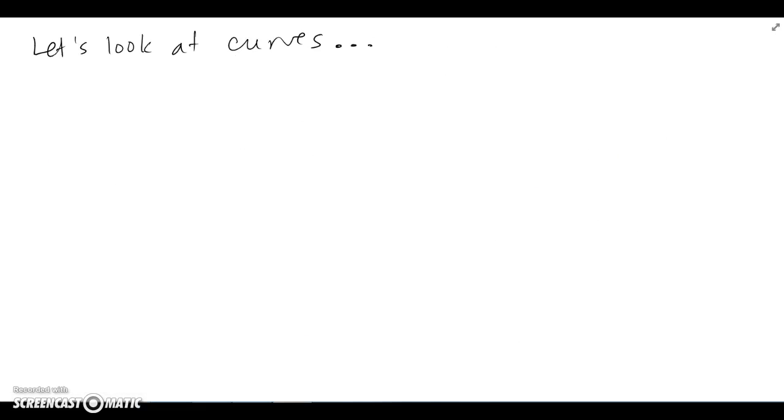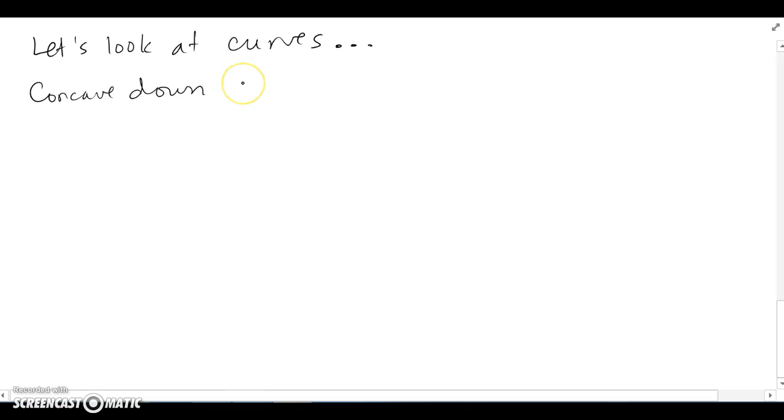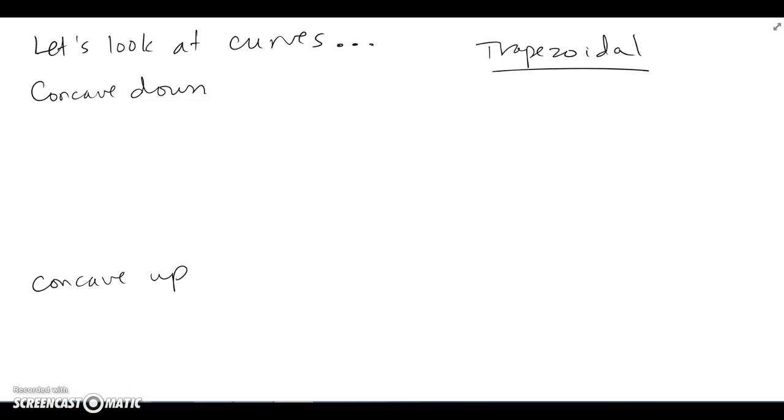So now let's look at curves for both cases. We're going to look at curves that are, let's say, concave down, and then we're going to look at curves that are concave up, and we're going to analyze by looking at maybe one giant segment to see what happens. Let's look at the trapezoidal rule first. That might be a little bit easier to analyze.